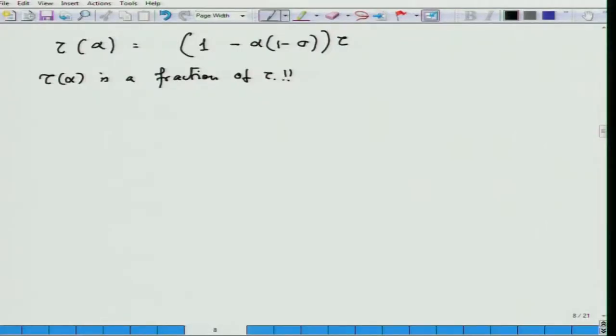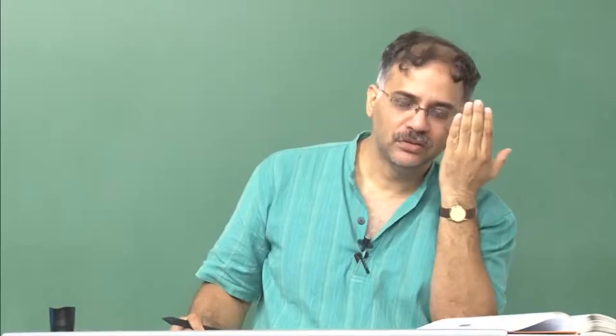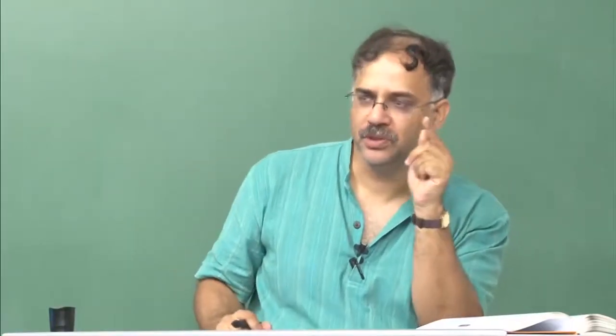Okay. Now, how does the algorithm behave? We claim that our algorithms of the interior point type, or the IP type, are of polynomial time. What do we mean by this? This is something we really have to concentrate on now. What we have shown is that in our general framework of IP algorithms, we can reduce the tau_alpha, the duality measure, which is of fundamental importance. So, we have already built up something.